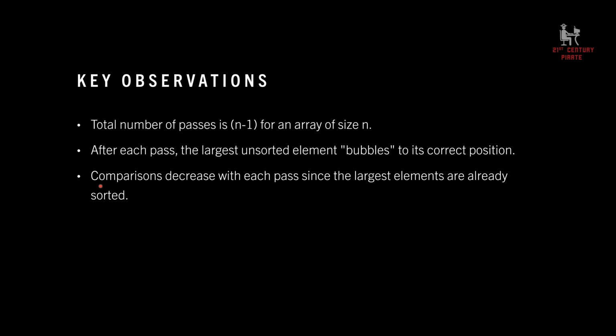Now let's look at the key observations. The total number of passes is n-1 for an array of size n. After each pass, the largest unsorted element bubbles to its correct position. Comparisons decrease with each pass since the largest elements are already sorted.